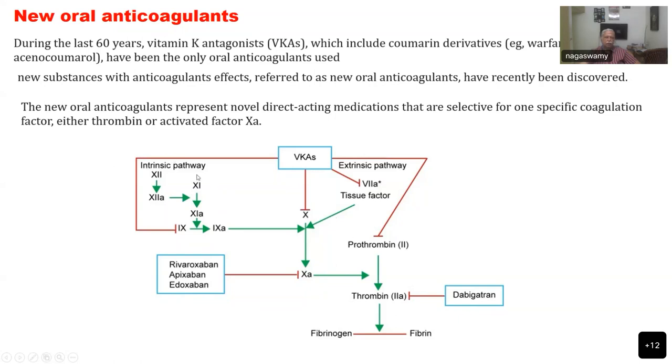So you draw the intrinsic pathway, with the numbers 12, 12A, 11, 11A, 9, 9A, 10, 10A. So it's easy to remember that. And the extrinsic pathway, 7A, which is also acting along with the tissue factor, ultimately also stimulates the factor 10 to 10A. So this is the important intermediate step, which combines both the intrinsic and extrinsic pathway. And the final common pathway is conversion of fibrinogen to fibrin by thrombin. So this picture will be very useful in the exam to mention how these drugs act.